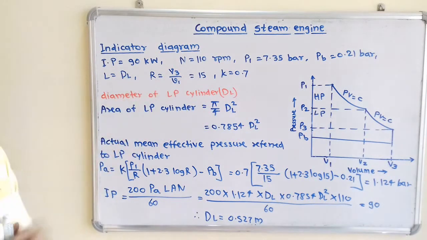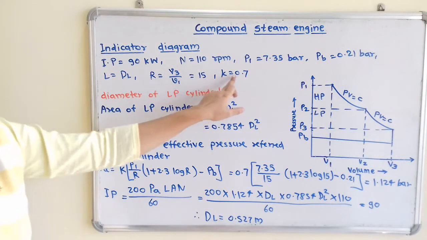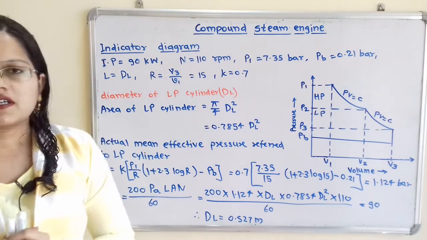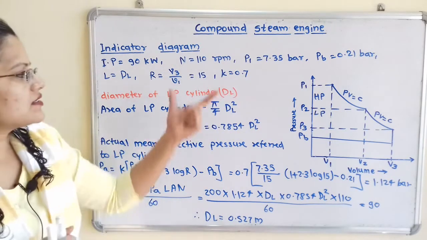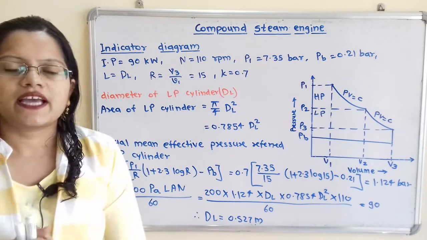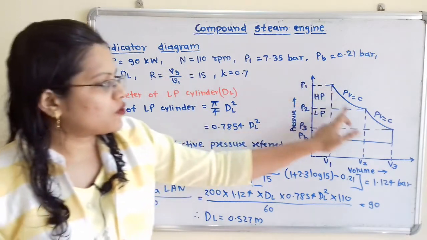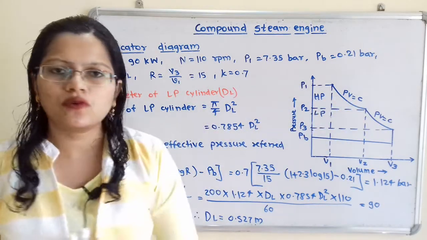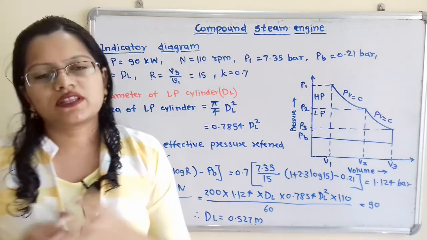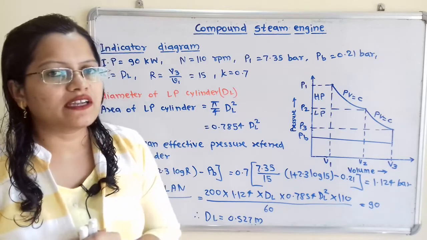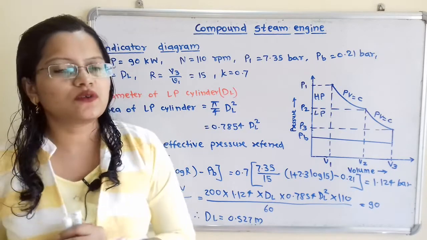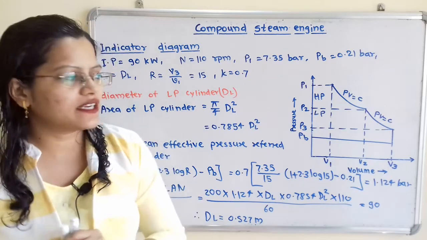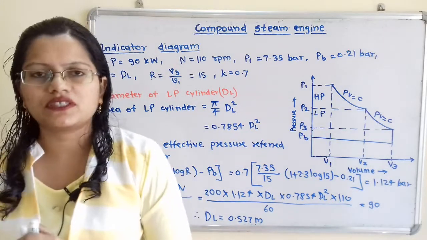So we have to show that, and the value of K, that is 0.7. That is the diagram factor. So this is the given data, and the expansion process follows the hyperbolic law. So we can say that PV is equal to constant. Now for this given data, we have to find out the diameters of the two cylinders, that is the diameter of the low pressure cylinder and the diameter of the high pressure cylinder.